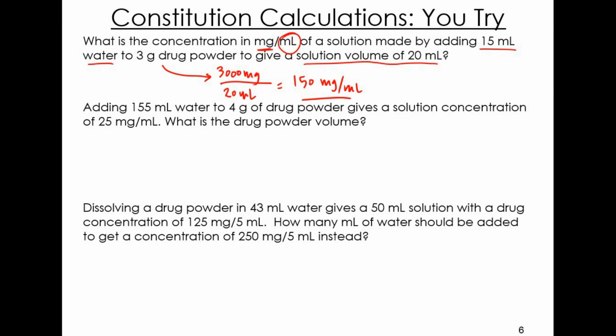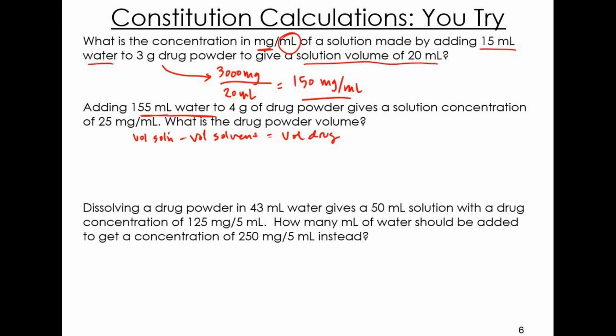Okay, next question. Adding 155 milliliters water to 4 grams drug powder gives a solution concentration of 25 milligrams per milliliter. What's the drug powder volume? So this one's a little bit tricky because we're not given the solution volume outright. We have the volume of the solvent, and we know that the volume of the solution minus the volume of the solvent would equal the volume of the drug.